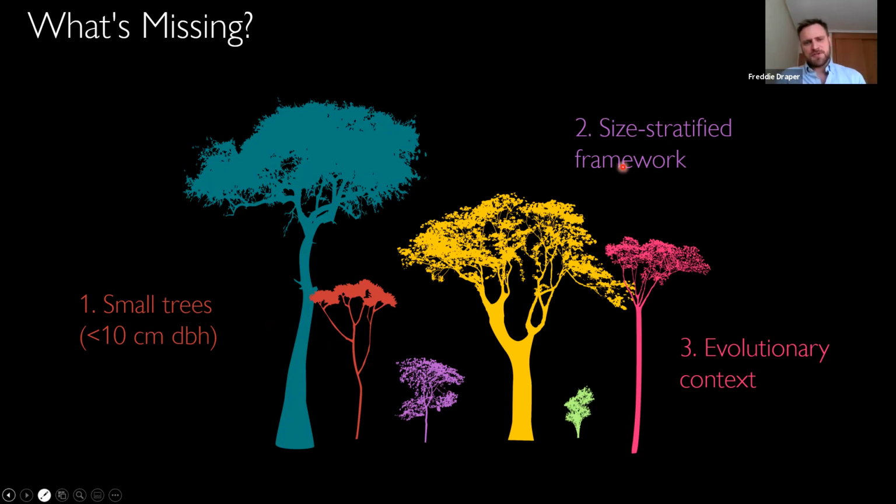And secondly, there was no size stratified framework, and I'll talk more about this in the next couple of slides. But basically, what I'm talking about here is that in all these previous studies, we treat everything above 10 centimeters as the same. So it doesn't matter if you're very big or very small, it counts as an individual. And then the third aspect that was missing was really this evolutionary context, and I'll discuss that again further in the next couple of slides.